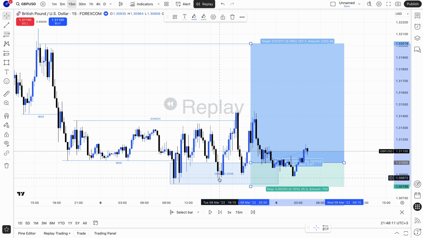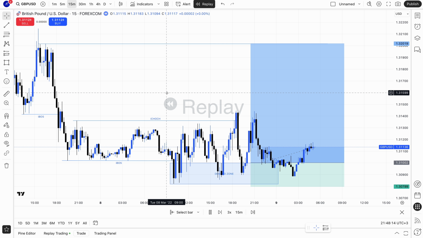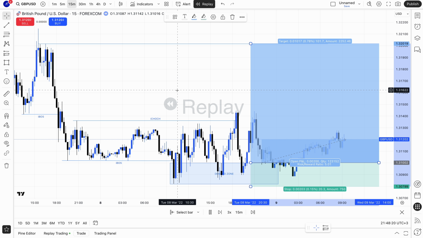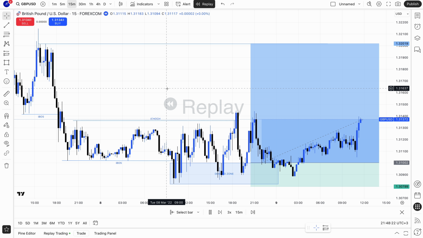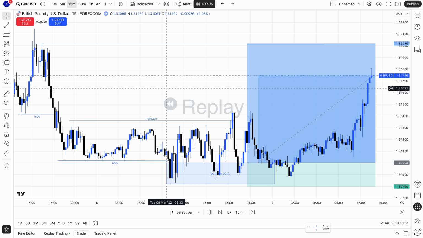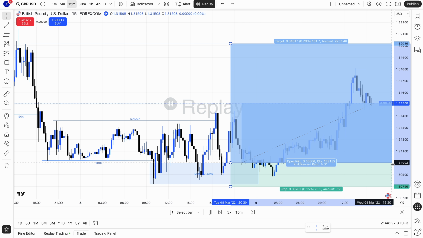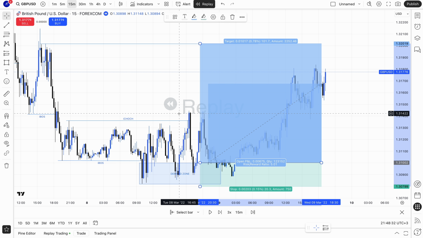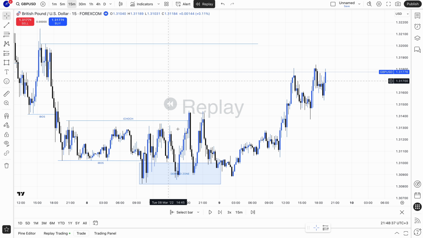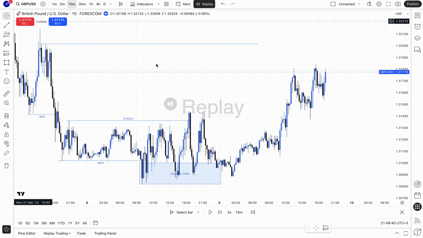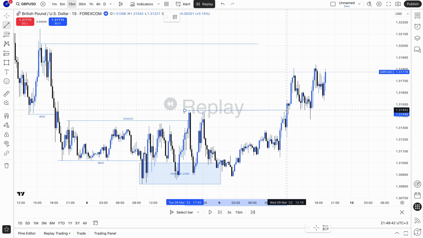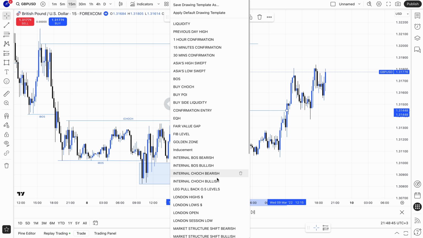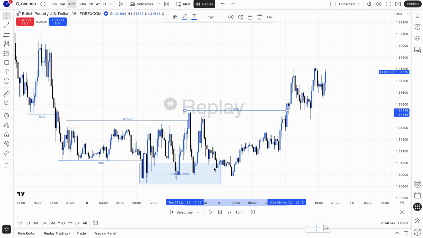Right? Then you had a continuation and boom. That's a pullback. It's not a continuation. It's just a pullback. Then we close it because it's already late. Yeah. Close that. And then you can see we have a break of structure to the upside, continuation. Still clean, very clean.